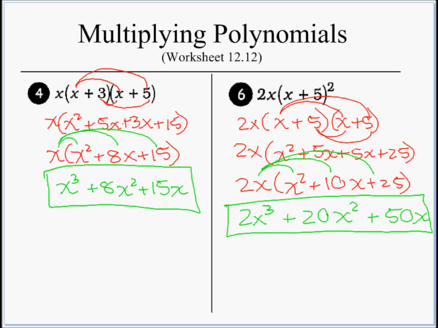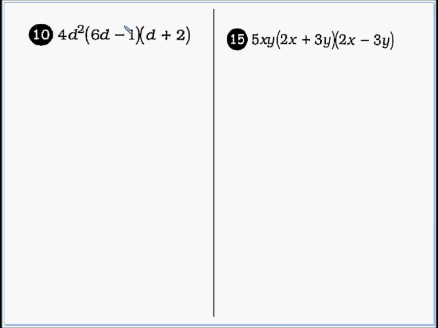Okay, let's look at one that's a little bit more complicated. This one right here, we're going to be distributing a 4d squared. So I guess it's not really that much more complicated. It's just going to involve higher exponents. All right, I'm going to FOIL first, multiply the binomials. 6d times d is 6d squared. 6d times 2 is 12d. The inner terms, negative 1 times d is negative d, and negative 1 times 2 would be negative 2.